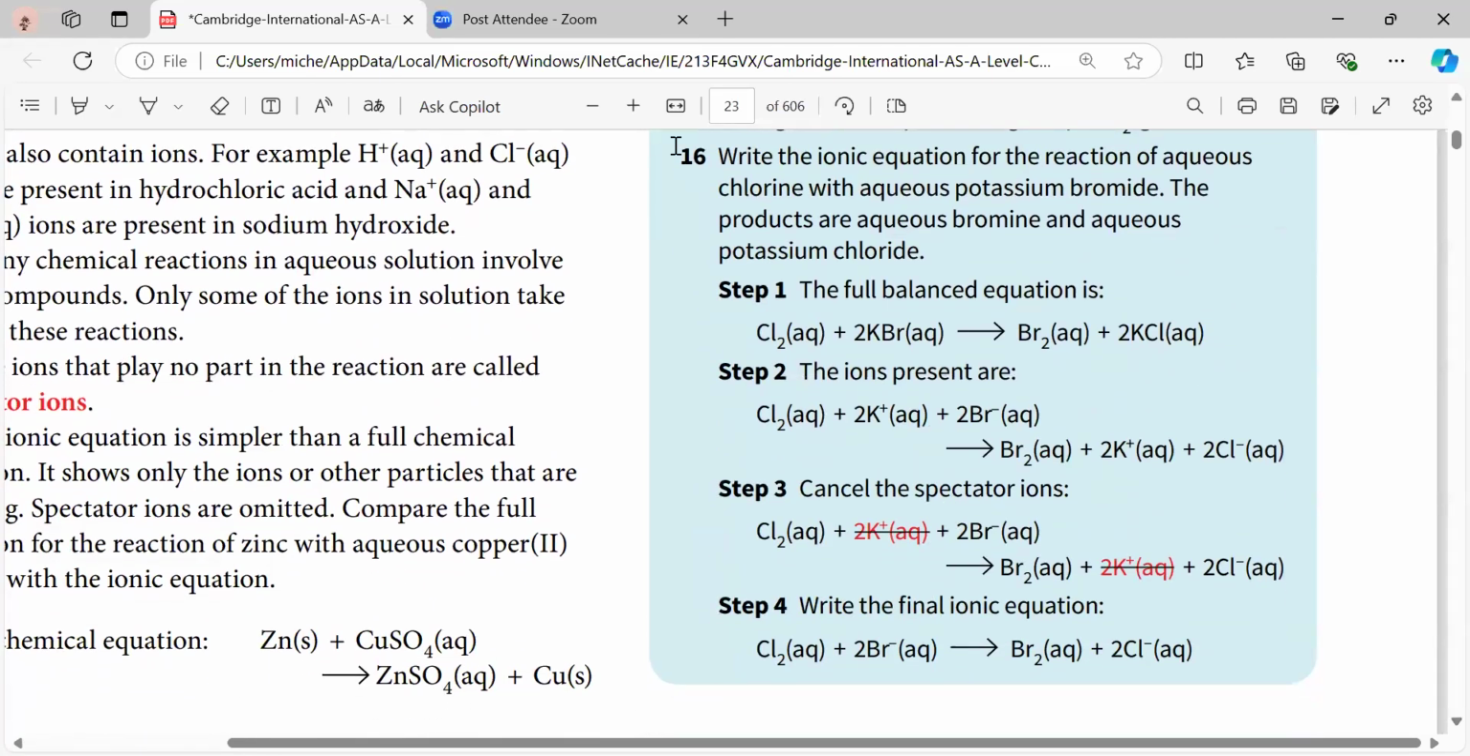So, okay, for the second worked example, we have another full balanced equation: Cl2, 2 potassium, 2 bromine, basically fully balanced. So the ions present: we have Cl2, okay, K plus, potassium, plus meaning it's positive charge. Bromide right here is negative. Cl is the same, it's negative. You can once again see it in the periodic table.